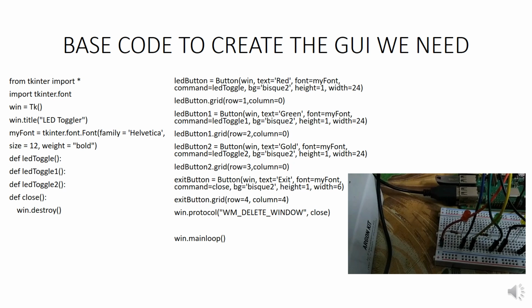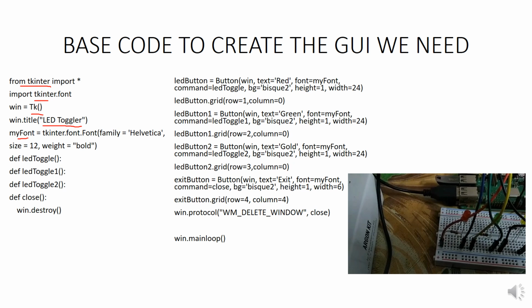First I am importing the tkinter files, then tkinter font, then I am calling the GUI window, and naming my title as LED toggler. The name of the GUI window is LED toggler. Then I am customizing my font family using font equal to tkinter.font, family is Helvetica, size is 12, weight is bold.